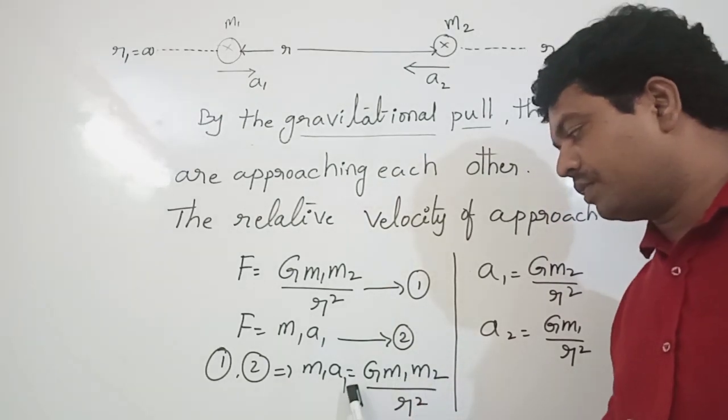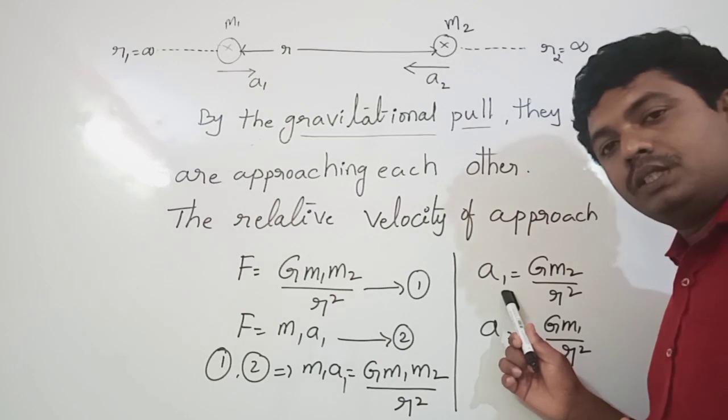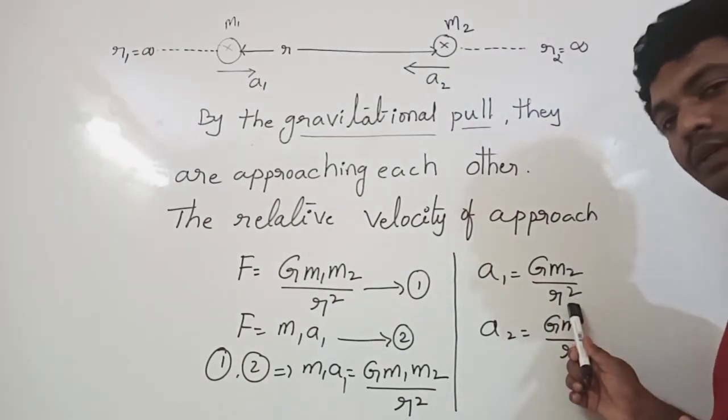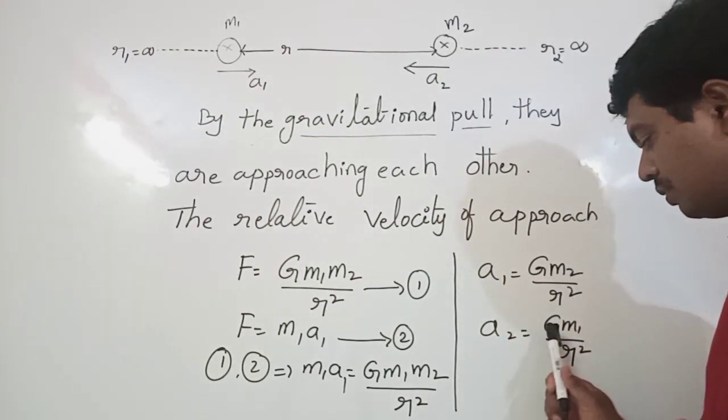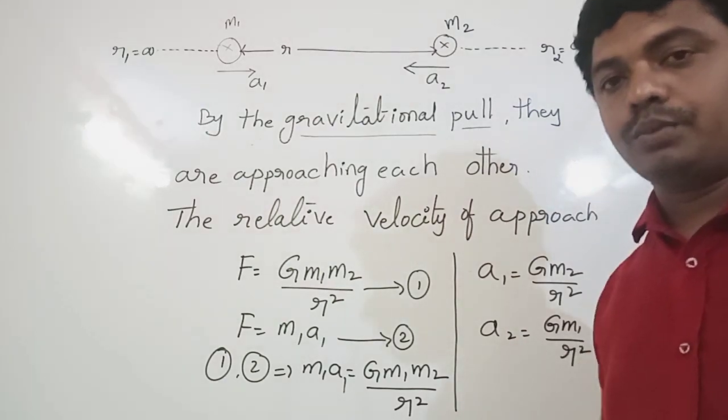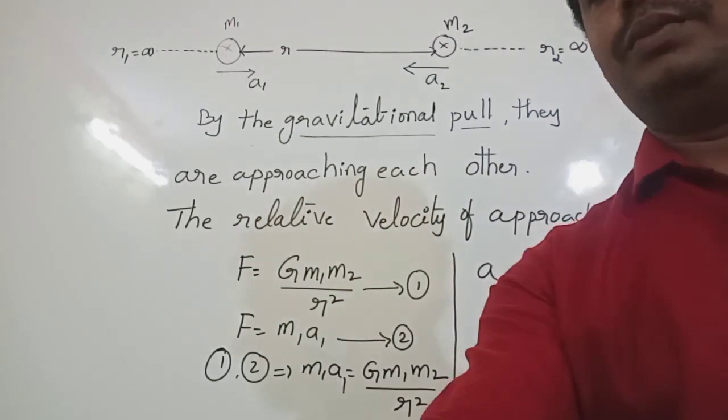If I equate equation 1 and equation 2, m1 a1 is equal to G m1 m2 by r square, and m1 cancels on both sides. a1 is equal to G m2 by r square. Like that, a2 is equal to G m1 by r square.